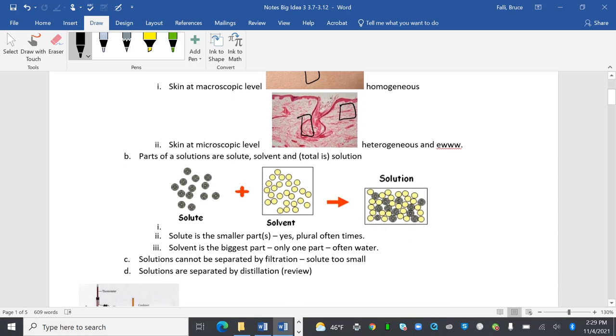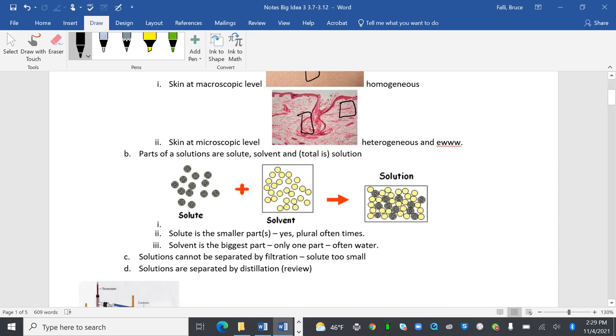A solution has a couple of parts. There's the solute, which is the smaller part, the solvent, which is the larger part, and then combined, they're the solution. See how this one is about 12, and that one's about 25? So the solvent has more parts. The solute is the smaller parts. Yes, you can have more than one.